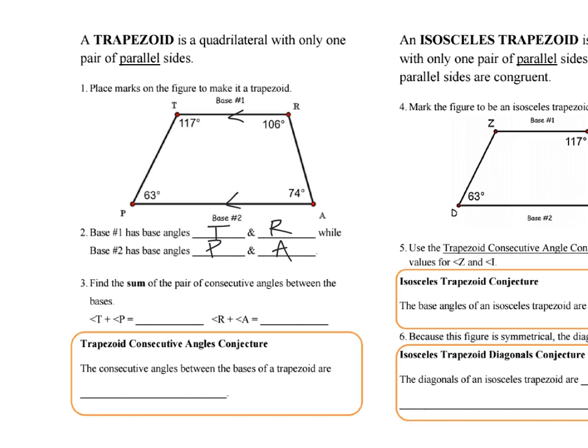Find the sum of the pair of consecutive angles between the bases. So take a moment right now and do angle T plus angle P, and write it here, angle R plus angle A, and write it here. So you should have gotten 180 degrees for both. So the trapezoid consecutive angle conjecture states, the consecutive angles between the bases of a trapezoid are supplementary, which means they equal 180 degrees when added together.